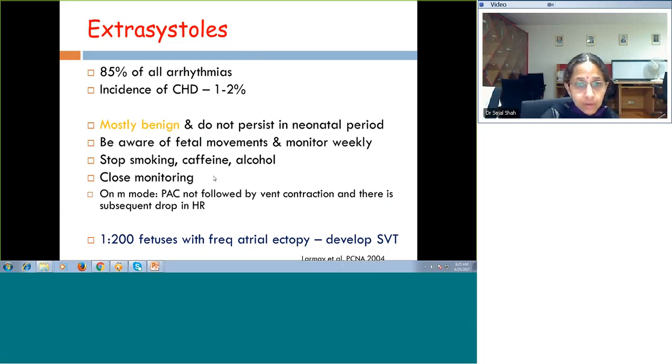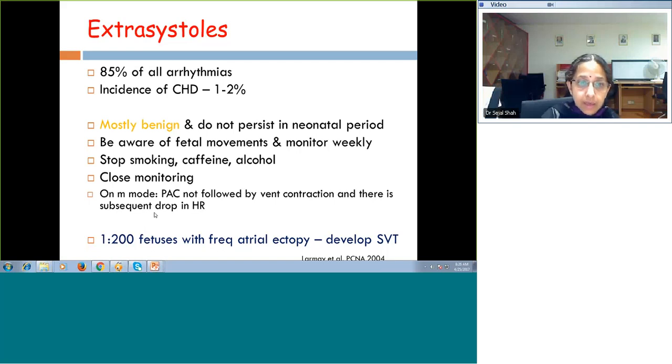Most of the mothers will not need anything. Most of the babies postnatally will be completely normal, and in the future they do not have any issues. However, sometimes if they do develop frequent atrial ectopy and develop SVT, then we will have to go on the tachyarrhythmia path.